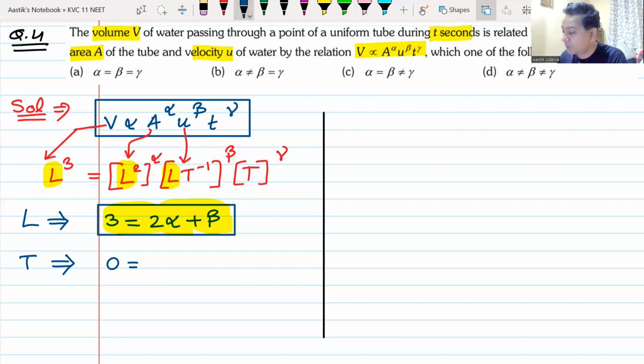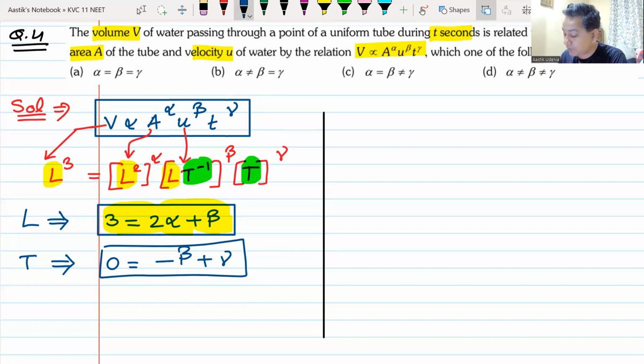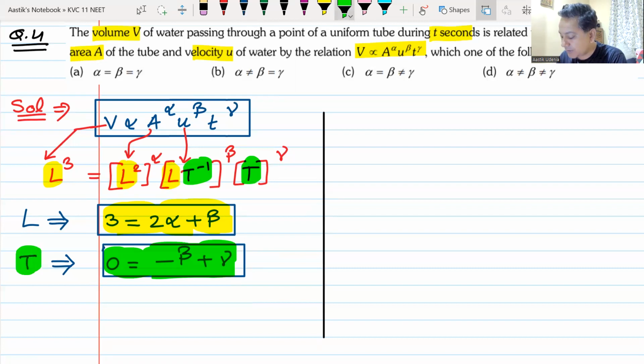Now we look at what do we have on the right hand side. We have here 1t and here we have 1t. So 0 will be equal to minus beta plus gamma. That is equating the coefficients of t on both sides. This is my green equation which I have got by equating the dimensions of t on both sides.